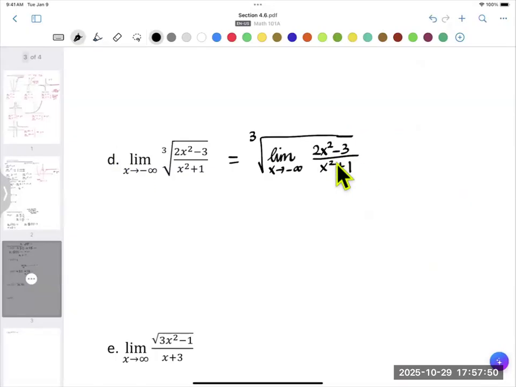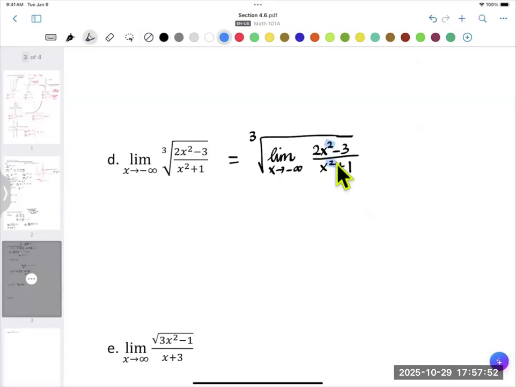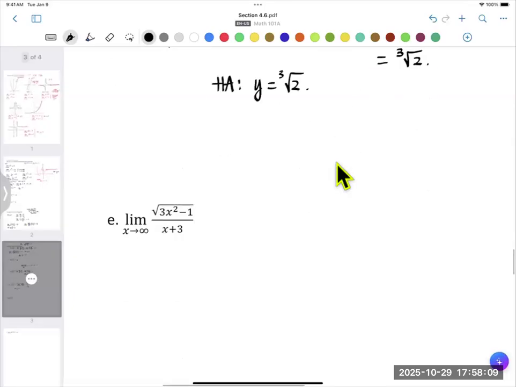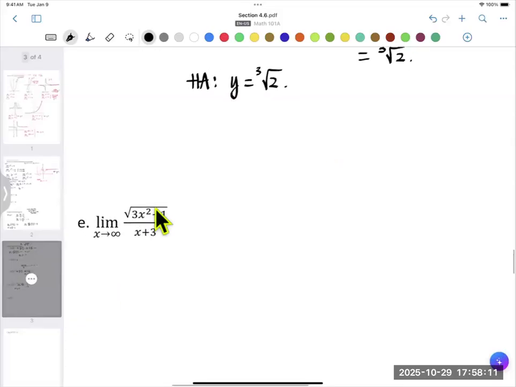This one we will have the same degree. So it's going to be equal to the ratio of the leading terms. So it's going to be 2 over 1, which is the cube root of 2. So the horizontal asymptote of this function will be the cube root of 2. Okay, now one more. So in this one, the numerator has the radical, the denominator doesn't.